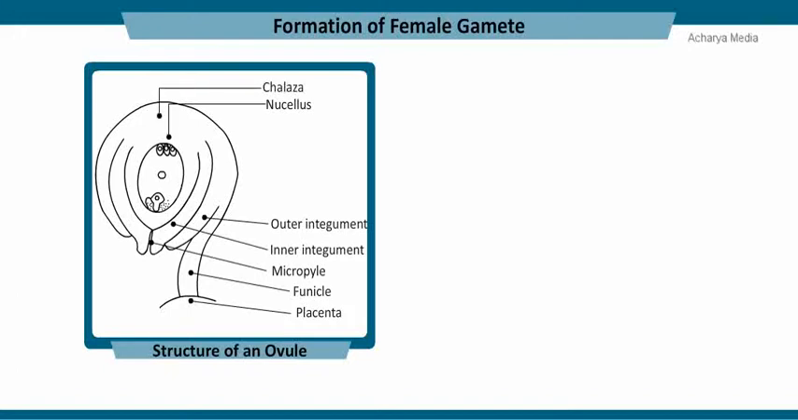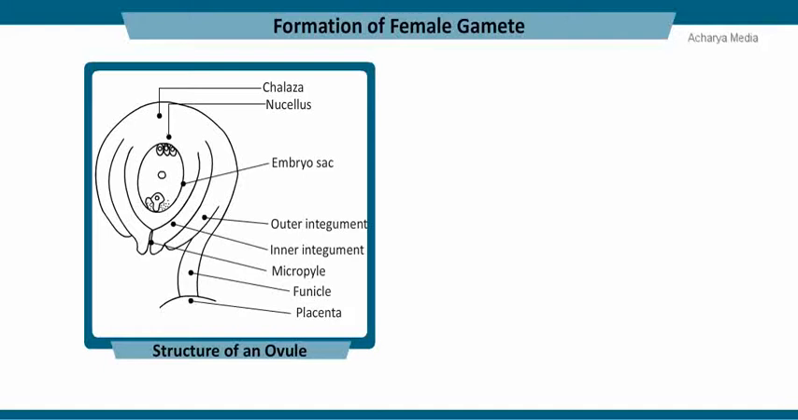From the cells of the nucellus, one cell differentiates as megaspore mother cell, which is diploid, that is 2N. The megaspore mother cell divides by meiosis to form 4 megaspores, out of which only one develops as embryo sac, that is N, or female gametophyte.